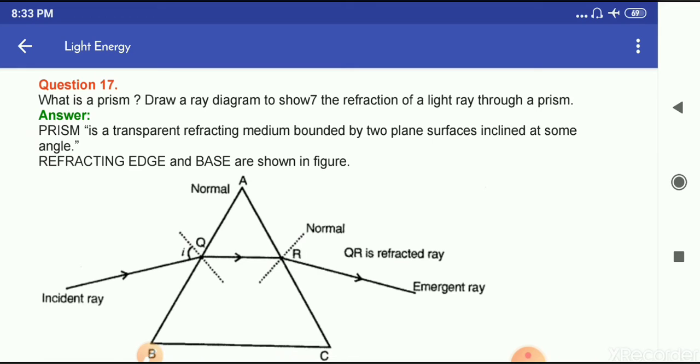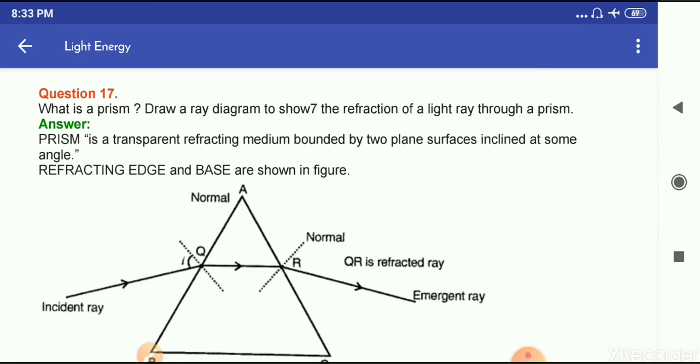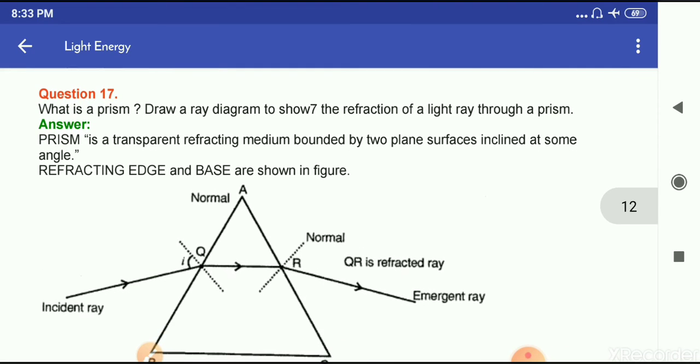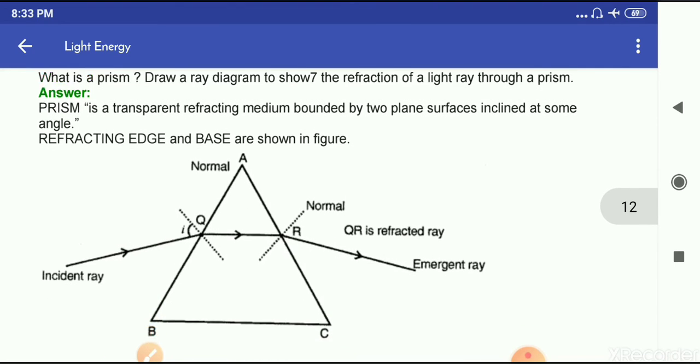Draw a ray diagram to show the refraction of a light ray through a prism. Answer: a prism is a transparent refracting medium bounded by two plane surfaces inclined at some angle. Refracting edge and base are shown in this figure. You have to draw the diagram of this prism.